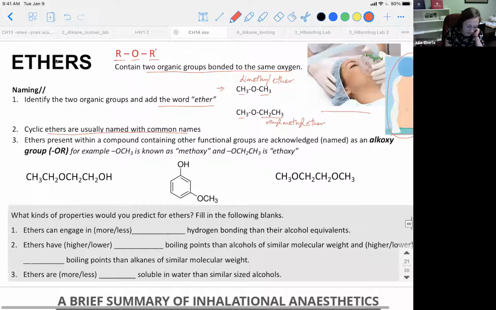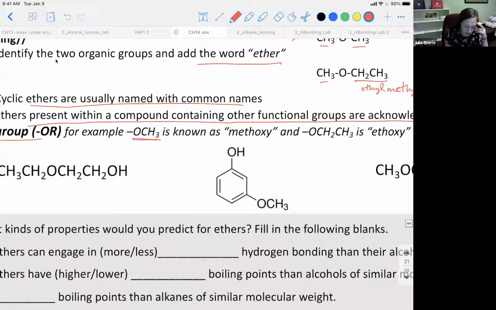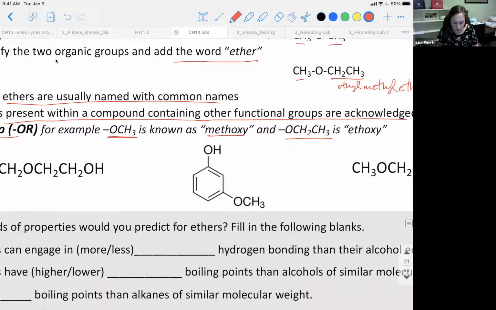So for example, for ethers present within a compound containing other functional groups, we acknowledge them as a group. We call them an alkoxy group. What does that mean? If you have an OCH3 bonded to the rest of your molecule and it makes it an ether, we call it a methoxy group. There's a methyl group and there's an oxygen, so we combine the words. Instead of a methyl group or an oxygen group, we call it a methoxy group. And it tells us there's methyl and oxygen in this branched group. Same thing if we have an OCH2CH3. There are 2 carbons there, so we have an ethyl group, but we have an oxygen with it. So we call it an ethoxy group.